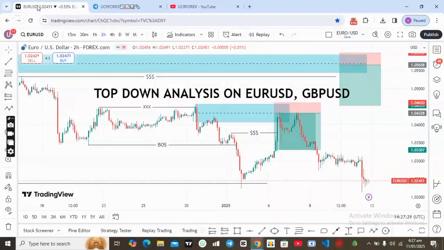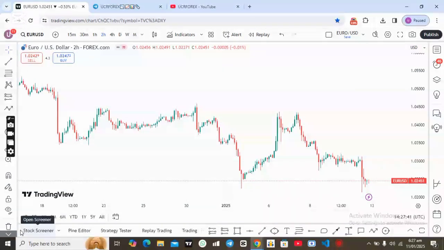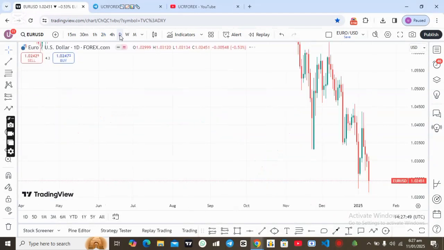Let's quickly jump into the video to see how we can anticipate or get the next setup on Euro USD or GBP USD. So we will start with Euro USD. Let's clear everything on the chart, and then what are we going to do? We're going to go to the daily time frame. And what are we going to the daily time frame for? We are going to the daily time frame to see the overall trend of the market.